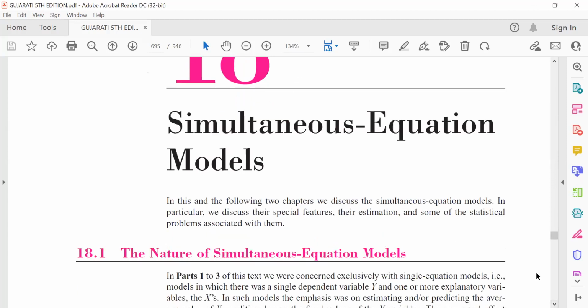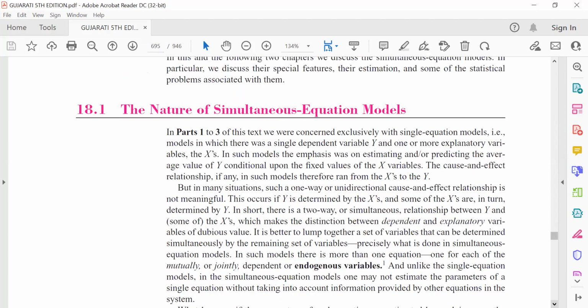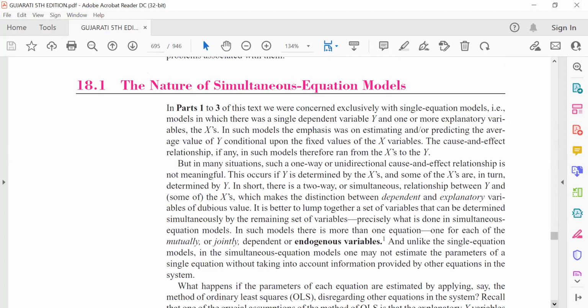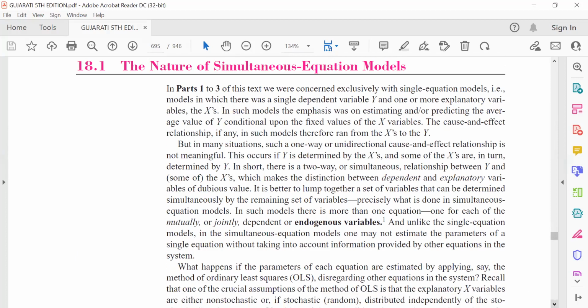Okay, we continue here. In simultaneous equation model, we have two kinds of variables: endogenous variables and exogenous variables.